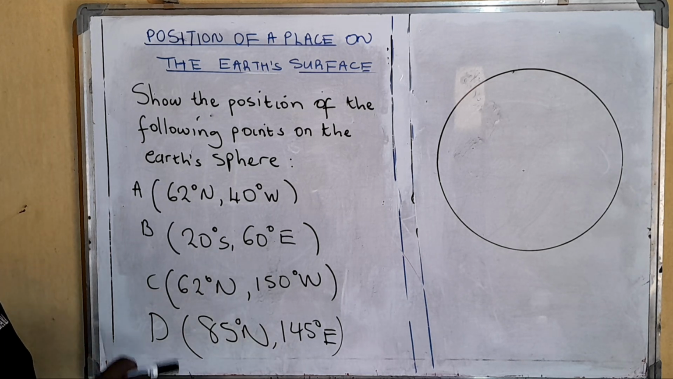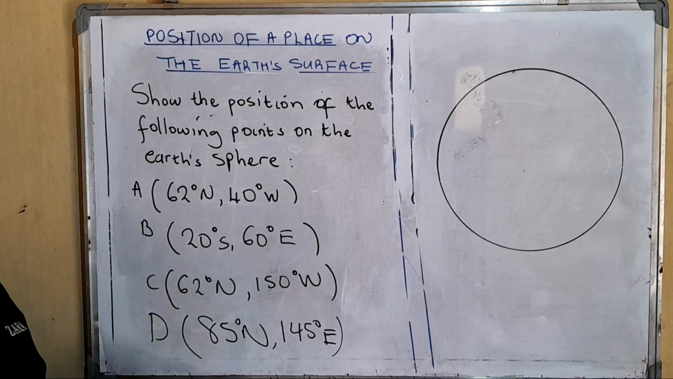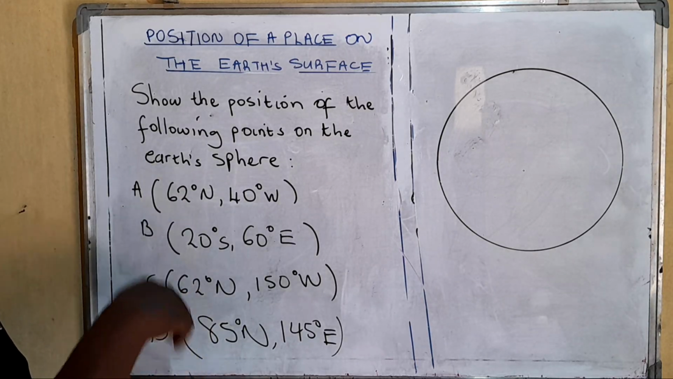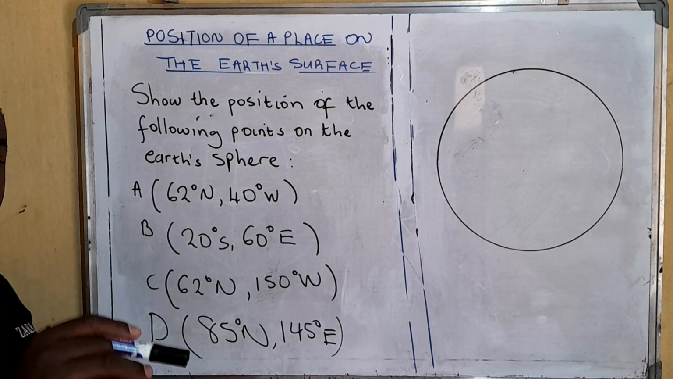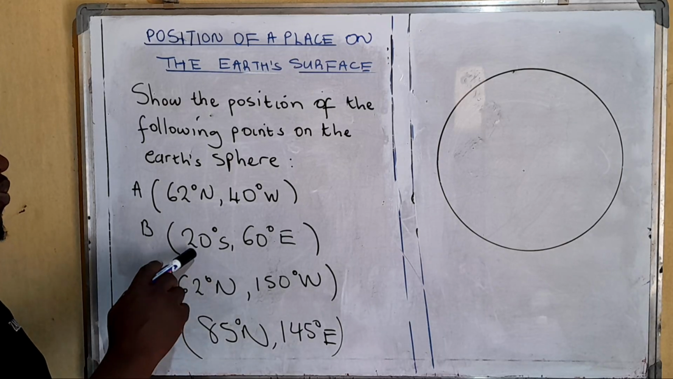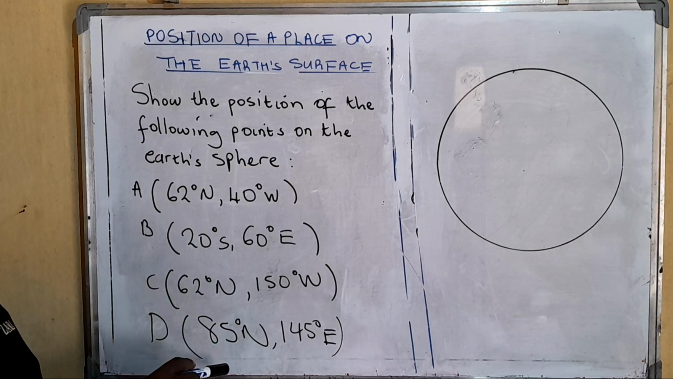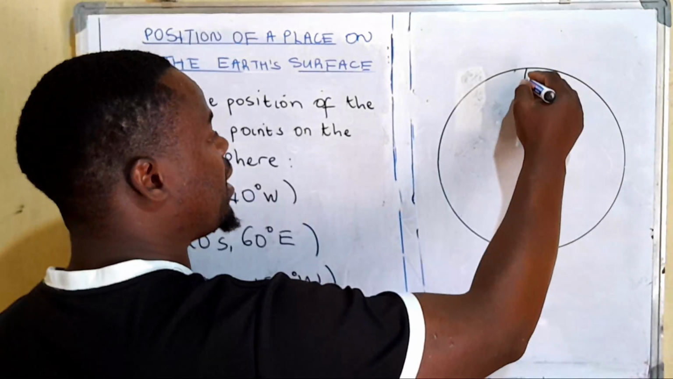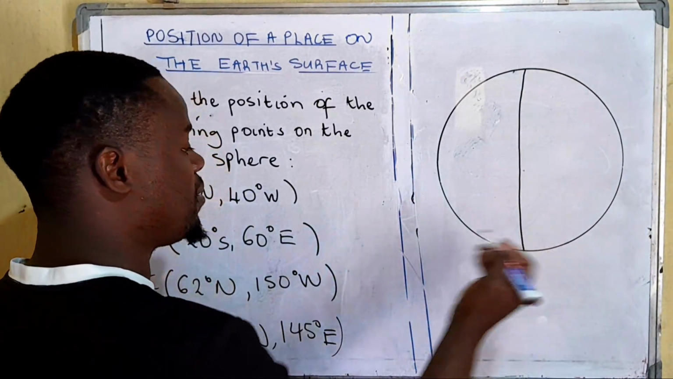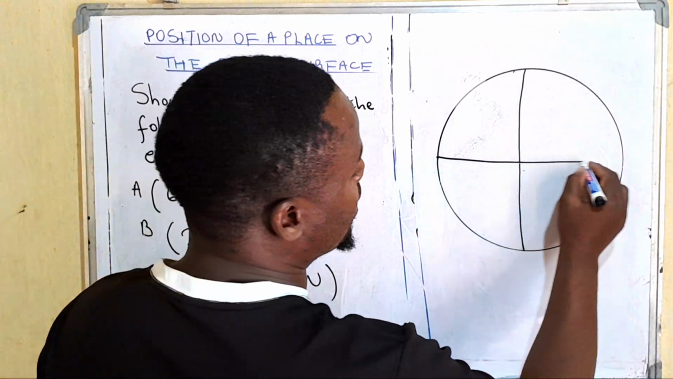Okay, so here we go. We have 62, we have 20, we have 62 and 85. So by just looking at the latitudes that we have, we can tell the smallest magnitude of degrees is actually 20 degrees, right? Then followed by 62, then we have 85, okay? So what I'm gonna do is this, I'm gonna draw the prime meridian, yeah? And then I'm gonna also draw the equator, yeah?